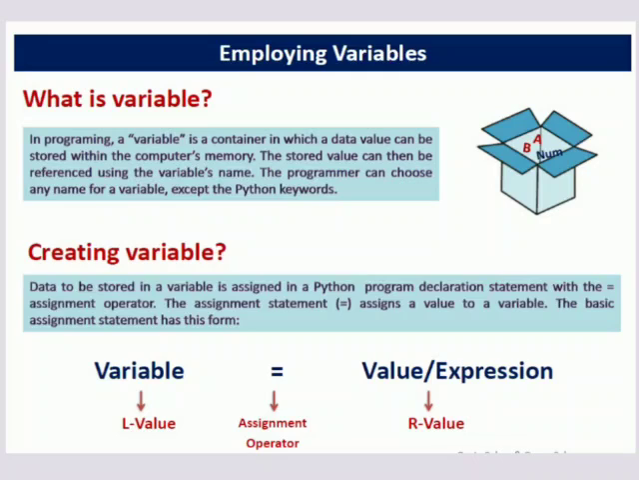Names are unique. And how to create a variable? Variables are created with the help of the assignment operator, that is the equal to symbol. The right hand side value is always assigned to the left hand side.